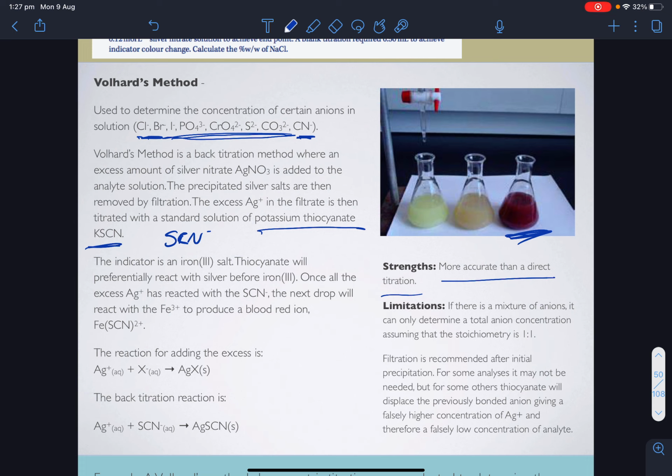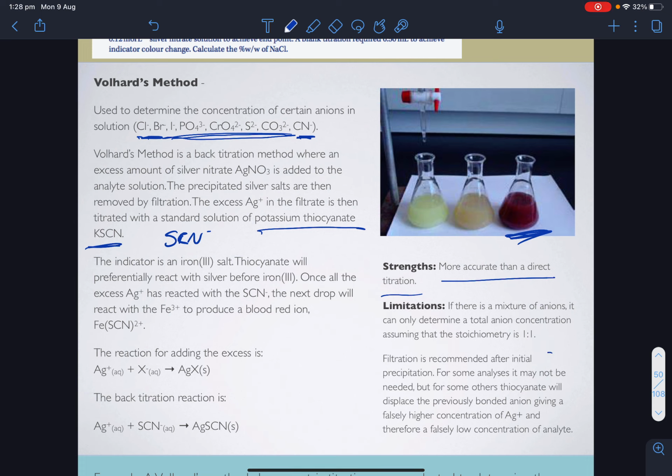Limitations. If there's a mixture of anions, it can only determine the total anion concentration, assuming that your stoichiometry is 1-to-1 as well. So if you've got a mixture of chloride and sulfide, which have two different charges, it can only work out the concentration of negative charges there. It doesn't deal with mixtures. So if you've got one pure substance in there, it's nice and good.